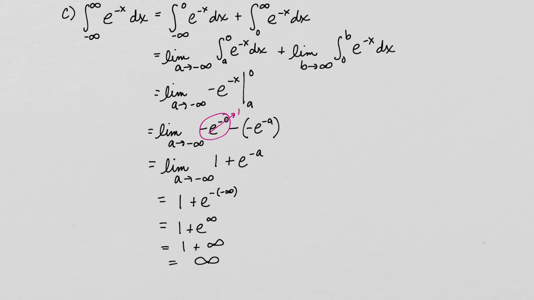Questions about what I did? No. Okay, so here's the deal. As soon as one of your pieces diverges, the whole entire thing diverges. So since my first piece here ended up going towards infinity, I can say that the whole entire limit diverges.